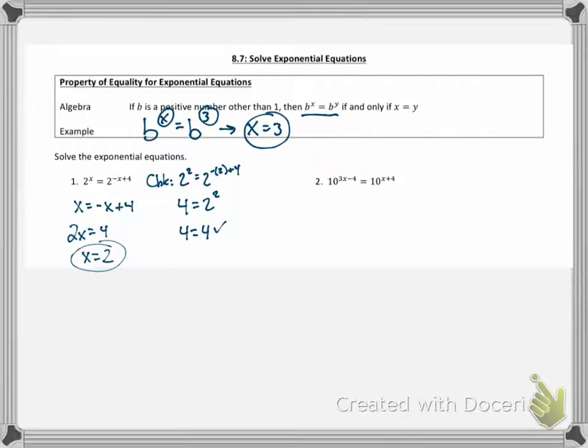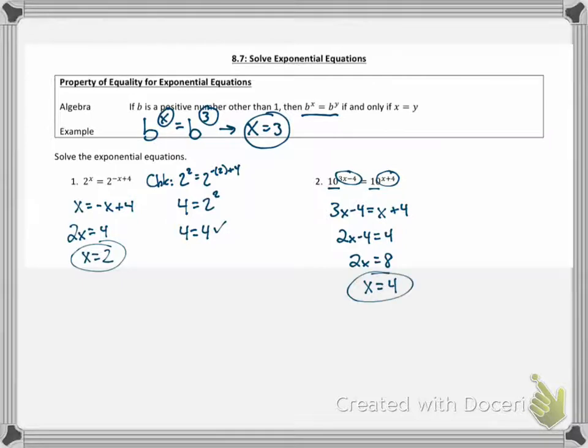Number 2 is the exact same type of problem. I see a base of 10 and another base of 10. All that means is I take the exponents and set them equal to each other. So all I'm going to do is solve for x. 3x minus 4 equals x plus 4. So we'll move the x over by subtraction. Move the 4 over by addition. Divide both sides by 2.